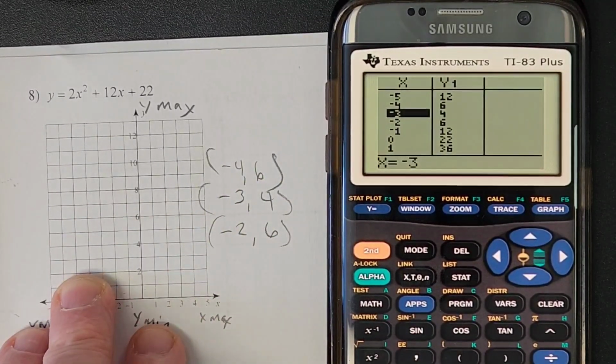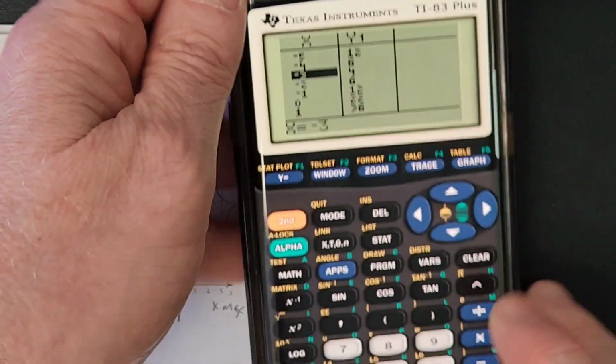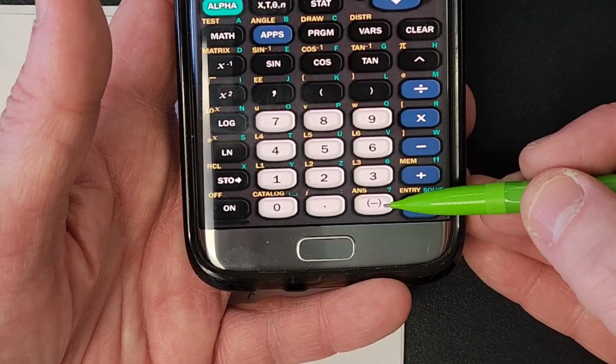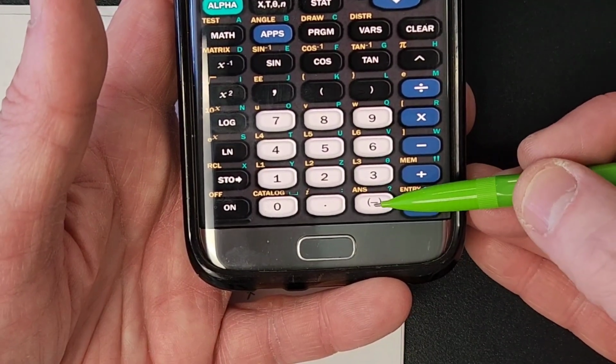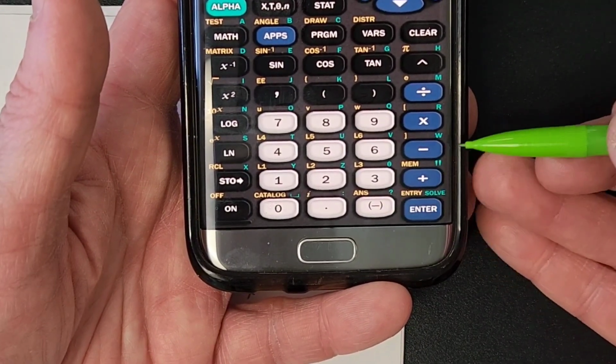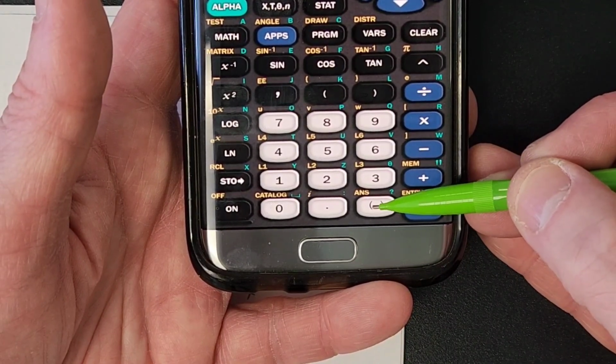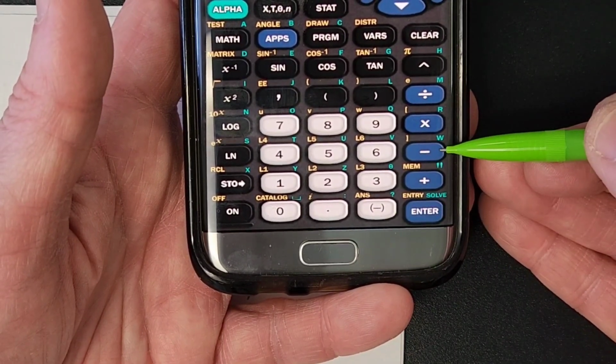Okay, the last thing I'm going to say is there's a big difference between the negative and the minus. The negative goes at the beginning of equations. The minus is anywhere in the middle. Negative is only the very first thing. The minus is in the middle.